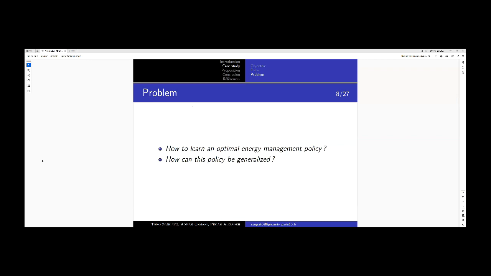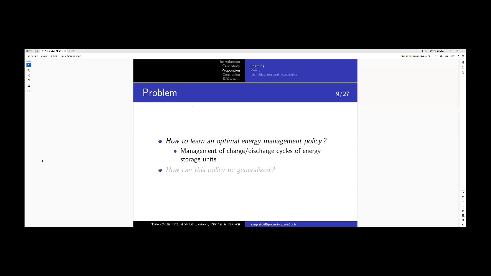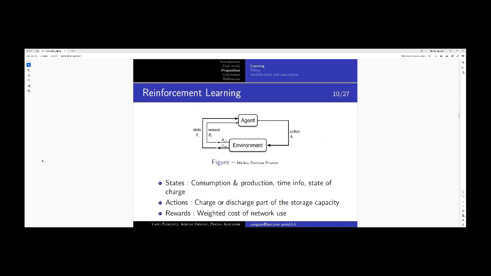So the problem at hand is how to learn an optimal energy management policy, and how can this policy be generalized? So for the first problem, in our case, we are going to manage the charge and discharge cycles of energy storage units. And we chose to model this problem as a reinforcement learning problem using the Markov decision process. This is a paradigm where the agent learns a policy by itself by trial and error. It only receives a reward signal from the environment based on the action it has taken.